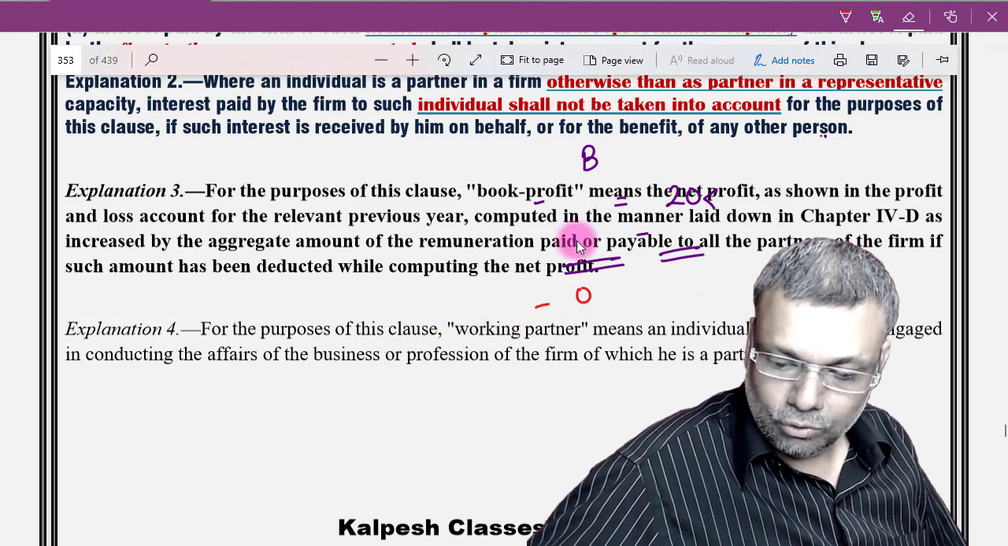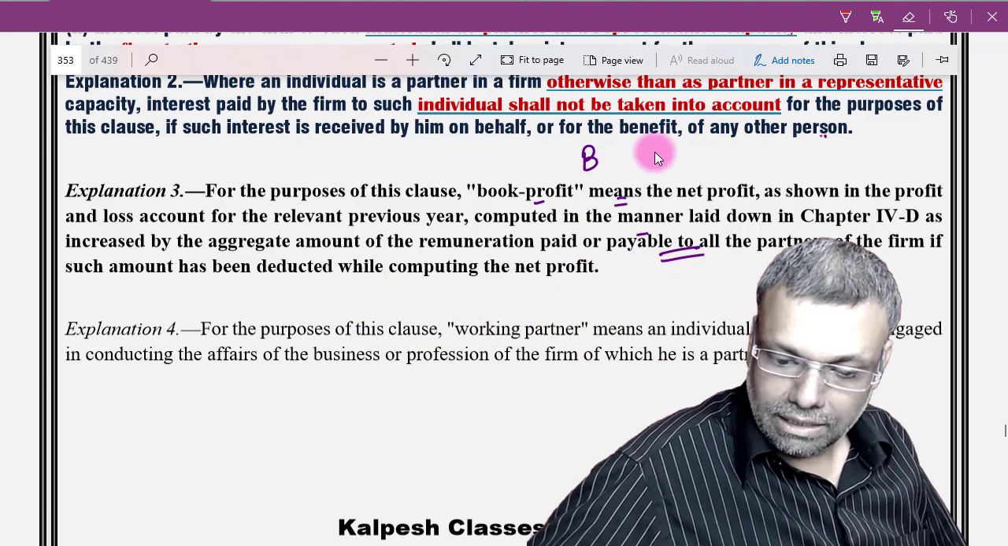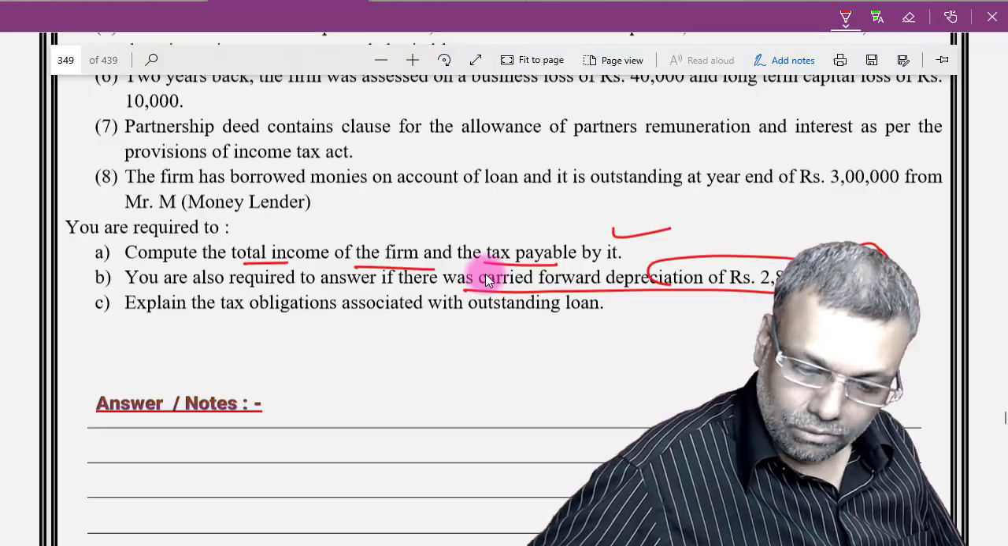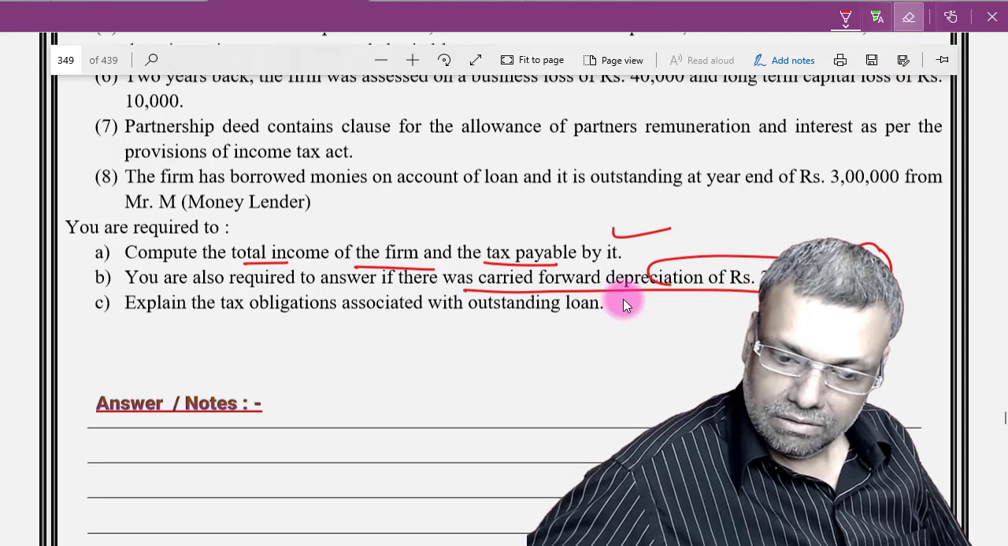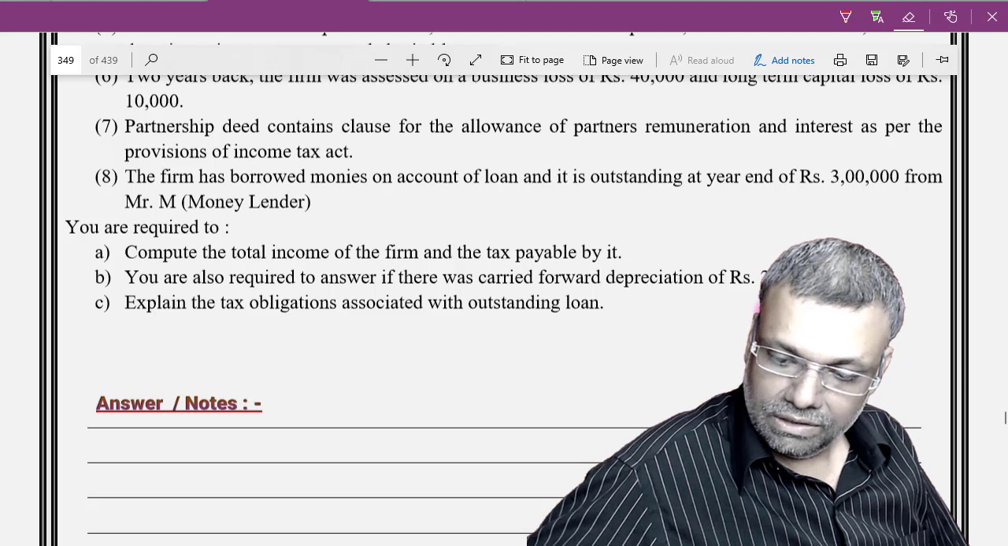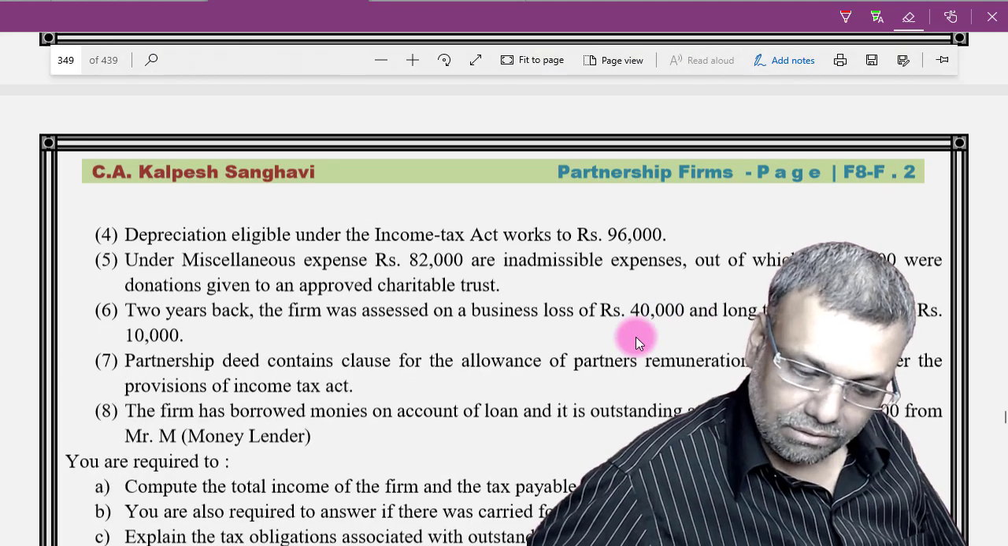And when we develop the actual numbers, you will realize how the updated calculation of the book profits will have to be carried out. So now let's go directly to the numbers, and thereafter I will show you how this 288 is going to affect your answer.